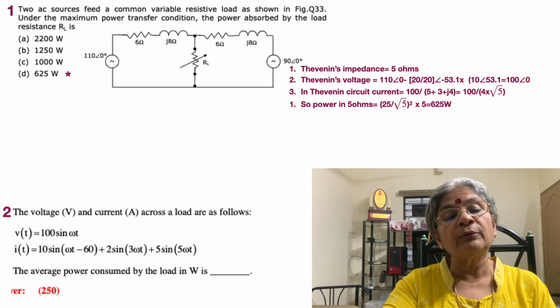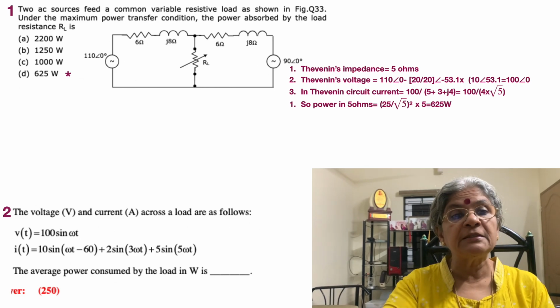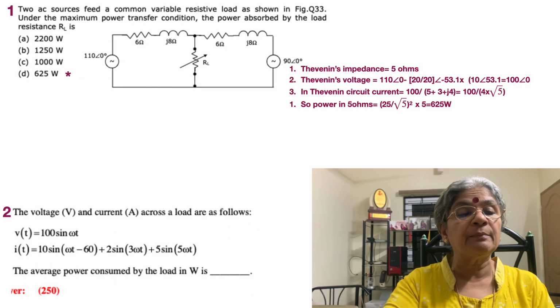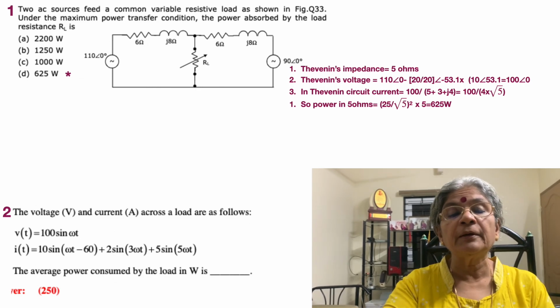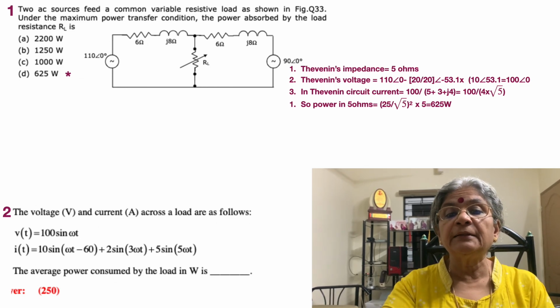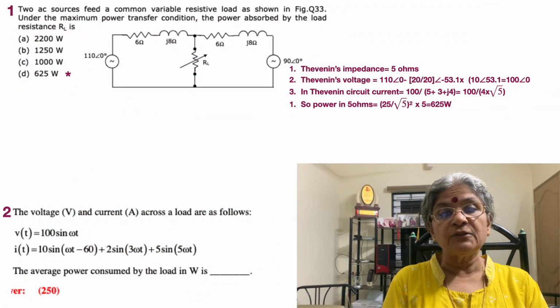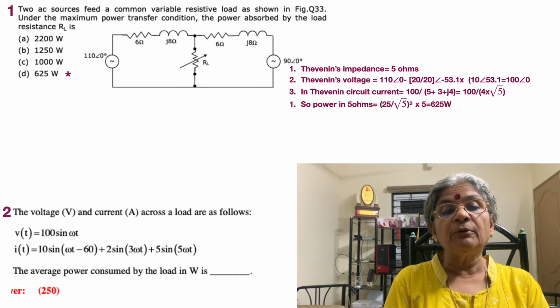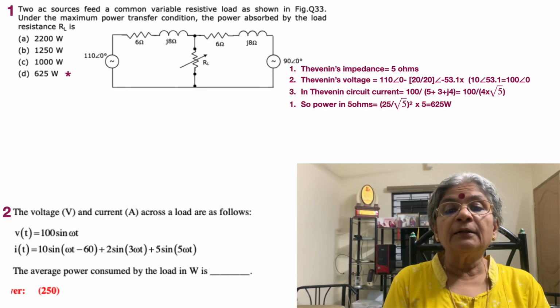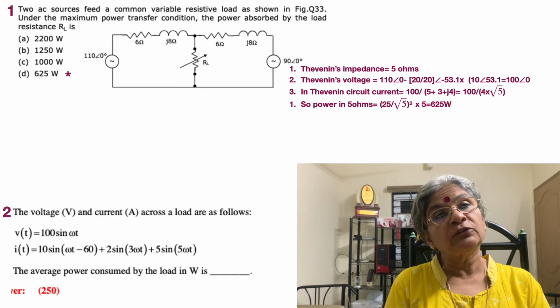Now this current drops across 6 plus J8 and creates a drop there. What is the 6 plus J8? It is the same as 10 angle 53.1. So the net effect is that there is a 10 volt drop, because minus 53.1 angle plus 53.1 angle is equal to 0, or in other words, now the Thevenin's voltage is equal to 100 angle 0, as is shown as point number 2. Third is of course the Thevenin circuit current. Now what is the Thevenin circuit current?